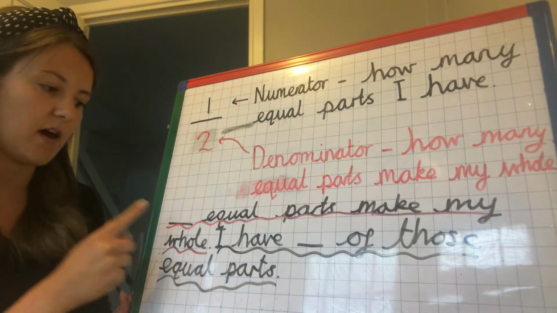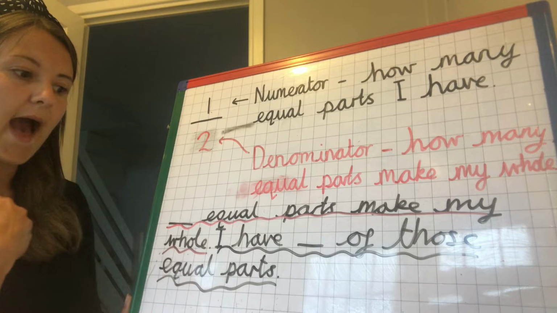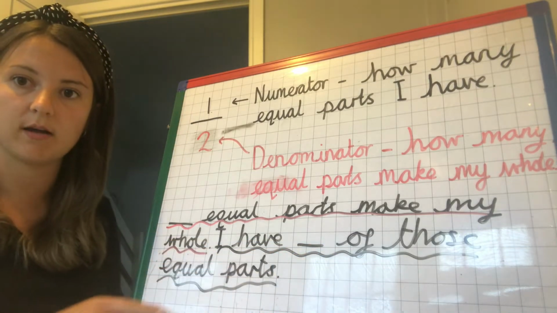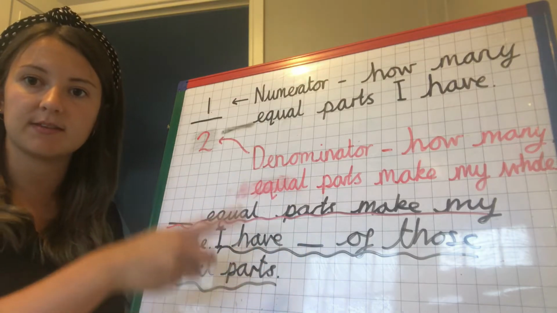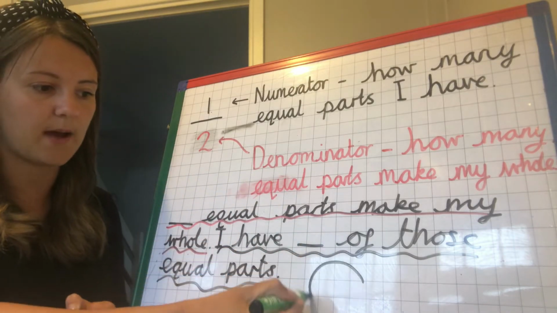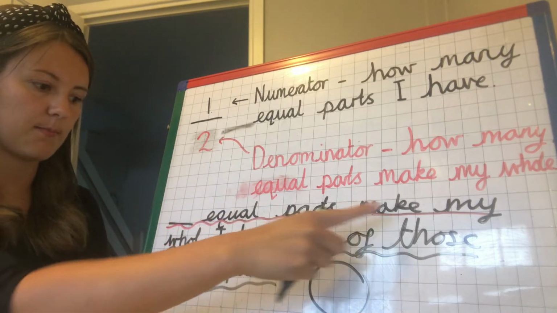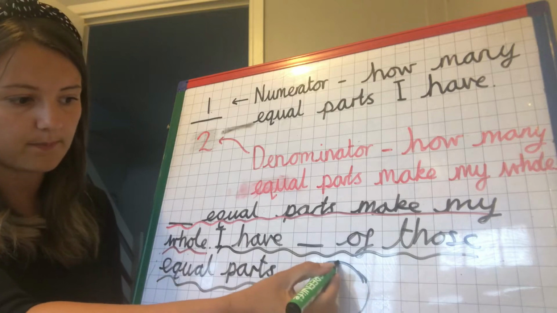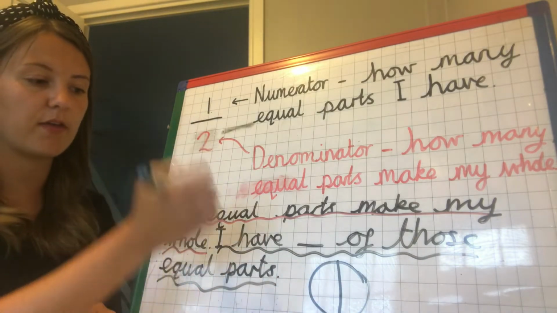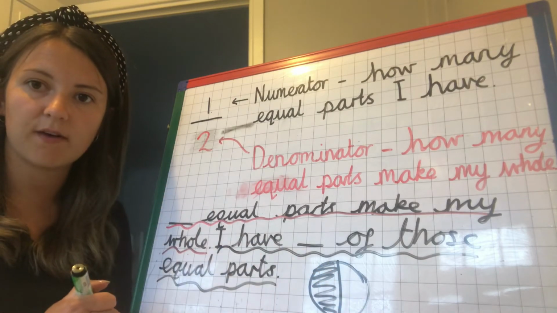My turn first. 2 equal parts make my whole. I have 1 of those equal parts. That part of the STEM sentence describes a half, and here I'm going to draw it. I'm going to say it again. 2 equal parts make my whole. And I have 1 of those equal parts. It would look like this. This is a half.